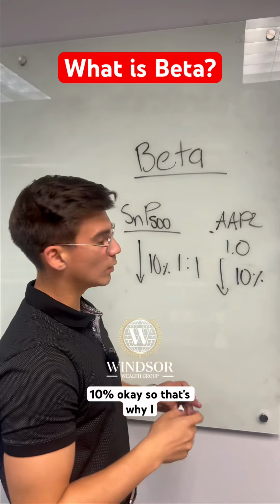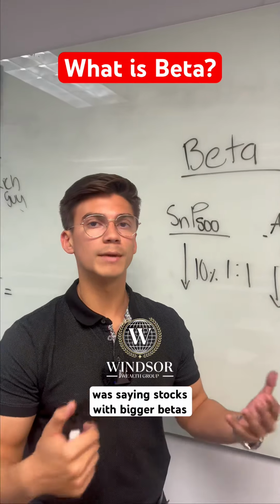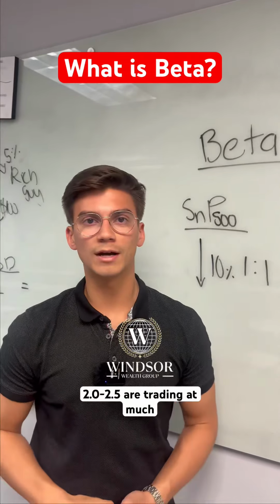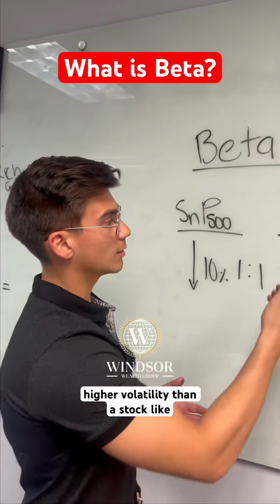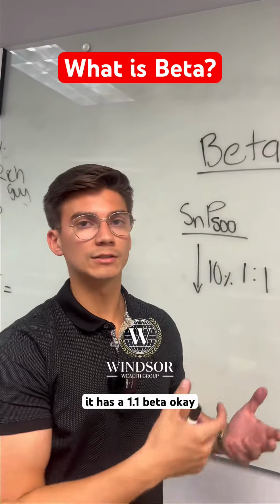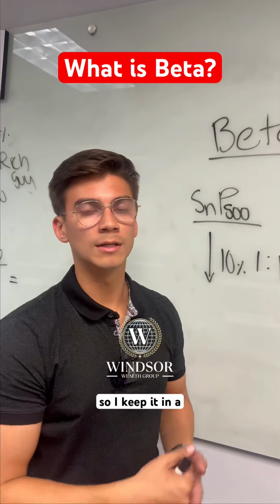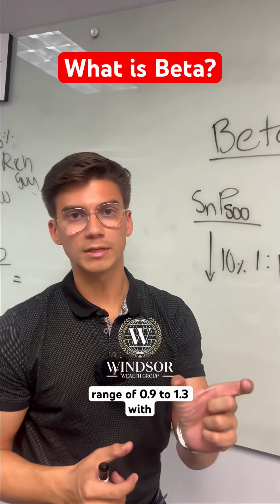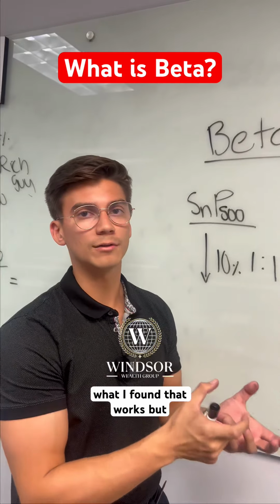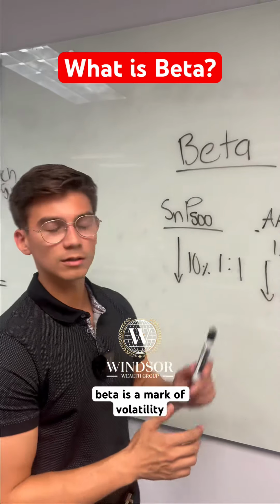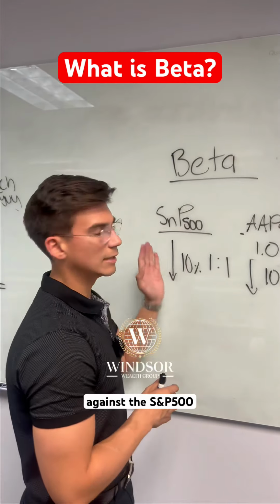Okay, so that's why I was saying stocks with bigger betas, 2.0, 2.5, are trading at much higher volatility than a stock like Apple that has, in all reality, a 1.1 beta. Okay, so I keep it in a range of 0.9 to 1.3 with betas for my trading because that's what I found works. But beta is a mark of volatility against the S&P 500.